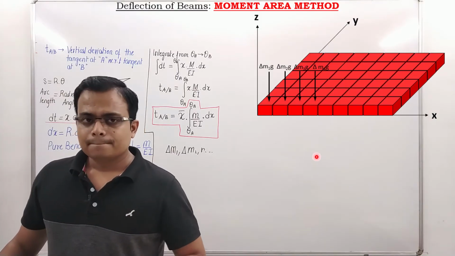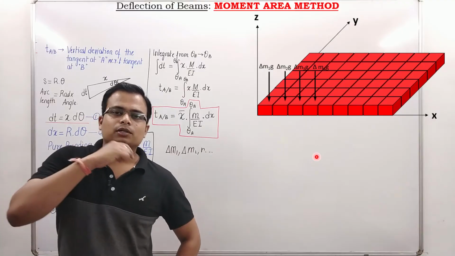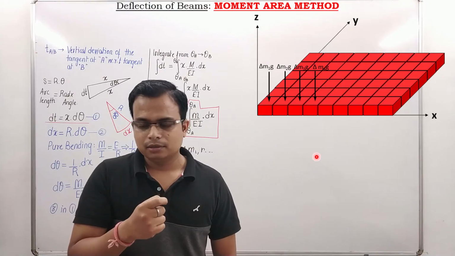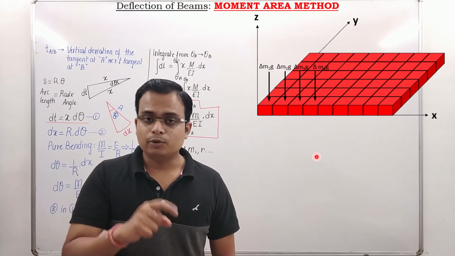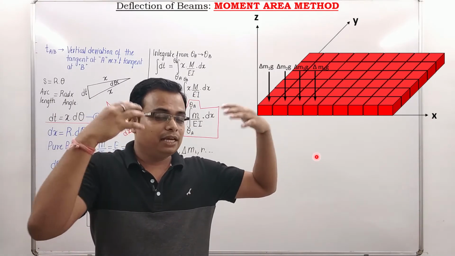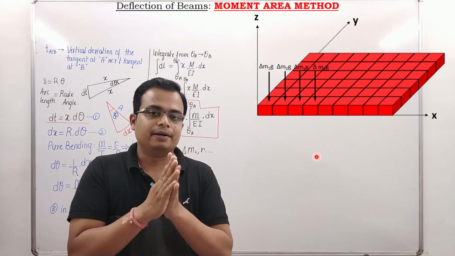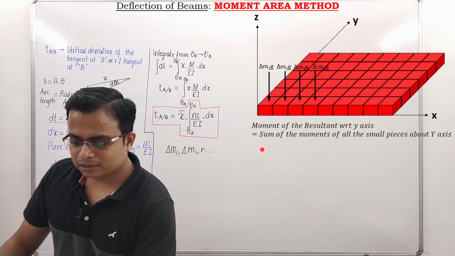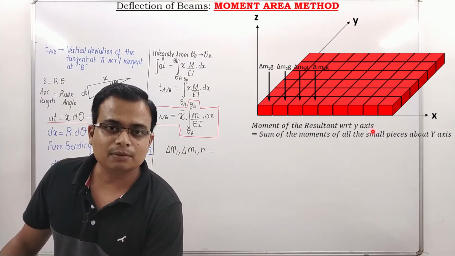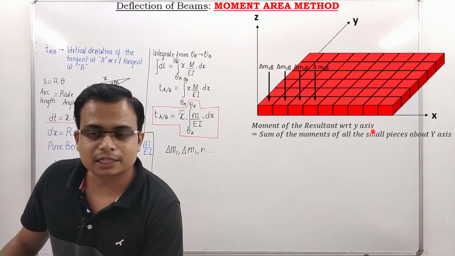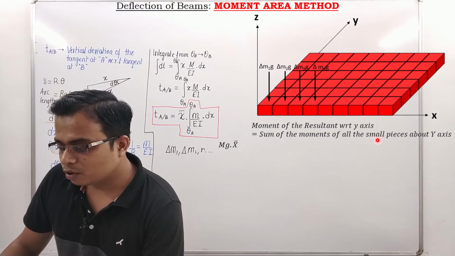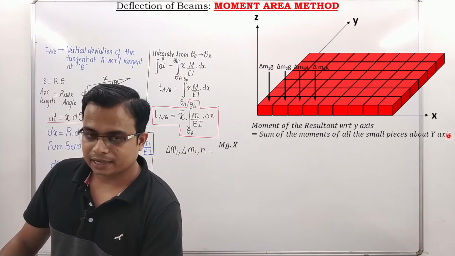Now what we did in the previous slide was we took the moment of the resultant with respect to the x as well as the y axis. Same thing we will be doing here, but here we don't have one single body, we have multiple bodies. Initially it was a single body, but now it has been subdivided. Let's read this equation. Moment of the resultant with respect to the y axis, that means w multiplied by x bar, that means mg multiplied by x bar, is equal to the sum of the moments of all the small pieces about the y axis.